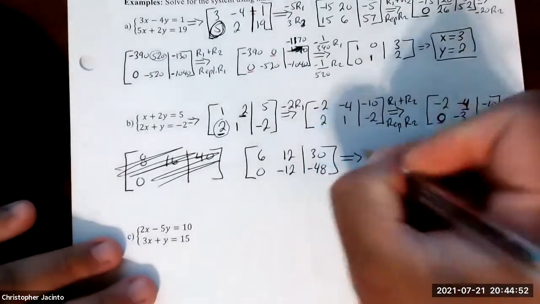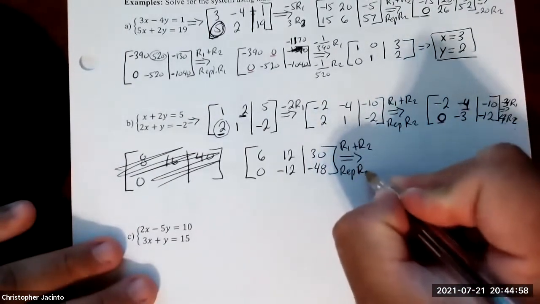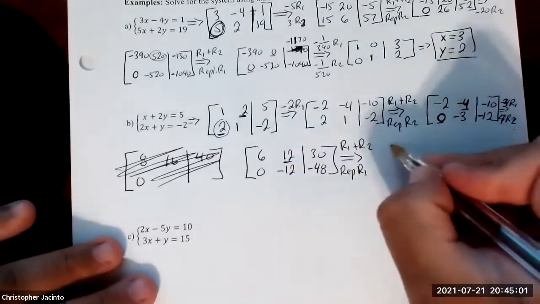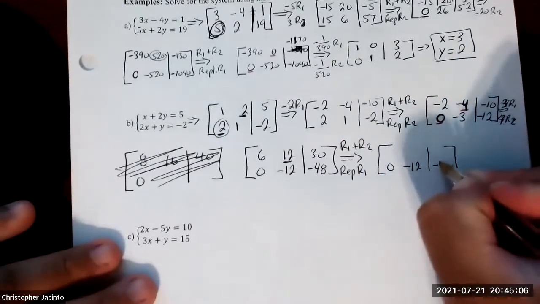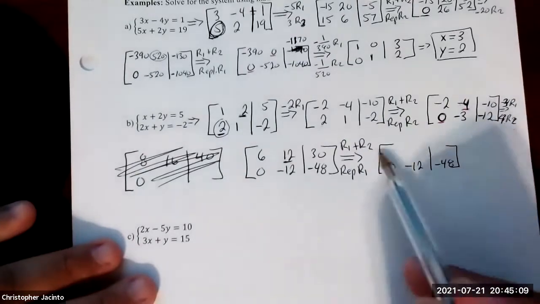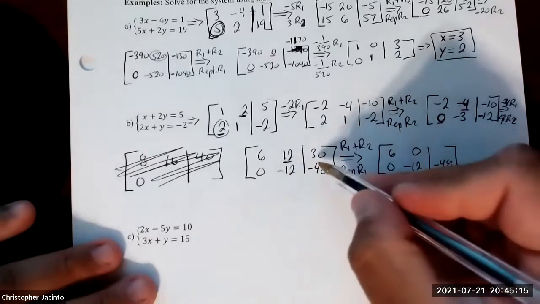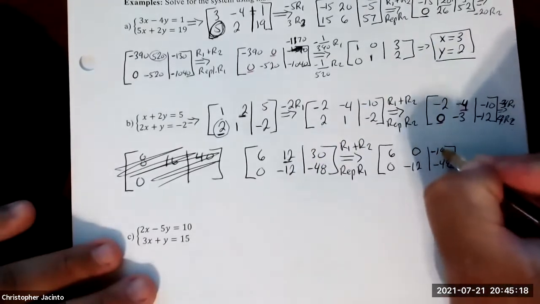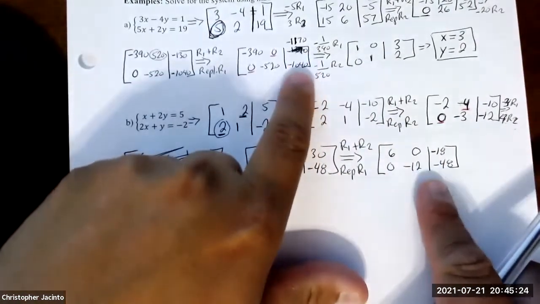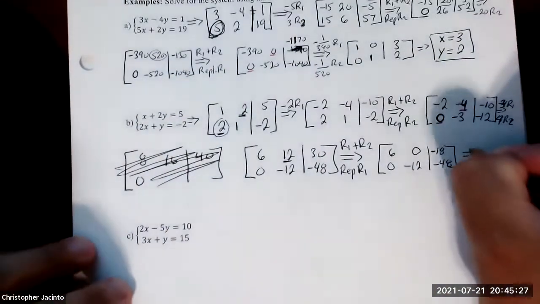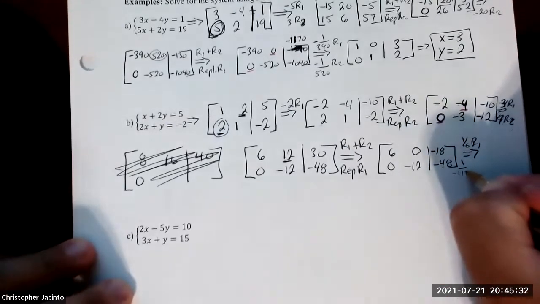And now we're going to be adding row 1 plus row 2, and we're going to replace row 1, right? Because I want this to be a 0. So therefore, row 2 stays the same. And the result is going to be put here, right? So 0 plus 6 is just 6. 12 minus 12 is 0. 30 minus 48 is -18. And now at this point, we're right here, right? So last step is divide top by 6 and bottom by -12.